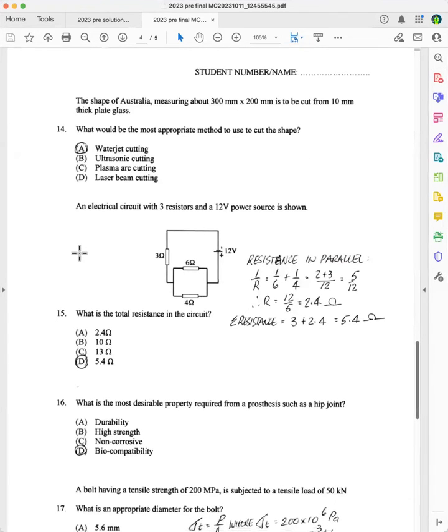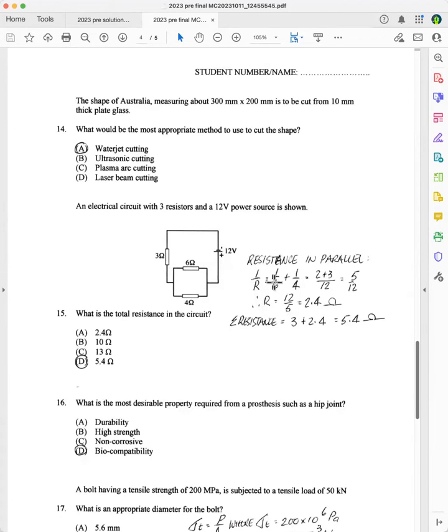Question 15, an electrical circuit with 3 resistors and a 12-volt power source is shown. What is the total resistance in the circuit? So these 2 resistors are in parallel. So the idea is to work out the total resistance in the parallel, and then you just add it to this one because it'll be in series.